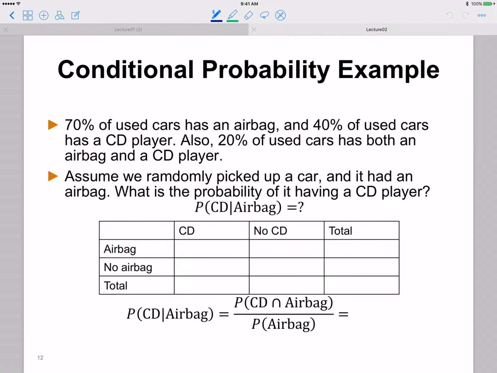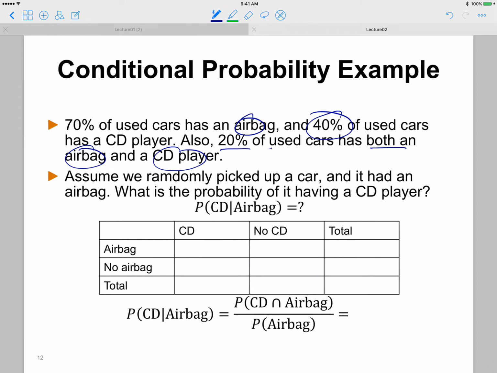Let's look at an example. We consider all the different used cars existing in our world. There may be 100 used cars, and only 70% of them have an airbag. Also, out of 100 used cars in total, 40 of them have a CD player. Then 20% of the used cars have both an airbag and a CD player.